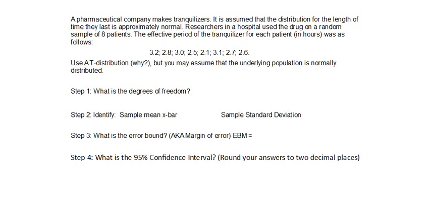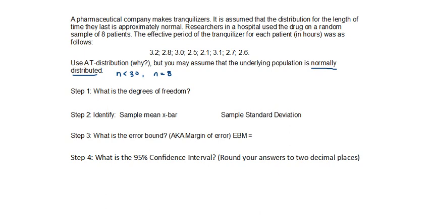Why? Well, we know that we should use a t-distribution because, number one, the sample size is much less than 30, and we're not told that the underlying population is normally distributed. Although in this case we could assume that it is normally distributed, because we have such a small sample size, n equals 8, we really are much safer assuming that a t-distribution should be used.